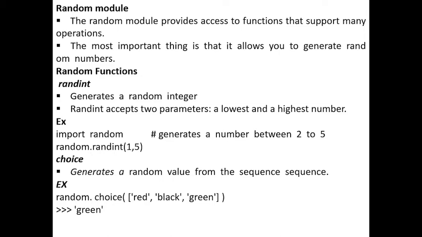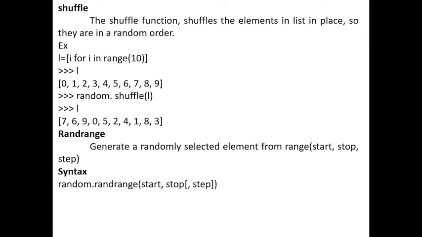Choice generates a random value from the sequence. Example: random.choice('red', 'black', 'green'). So randomly one will be picked up and it will be displayed. Next, we come to shuffle.